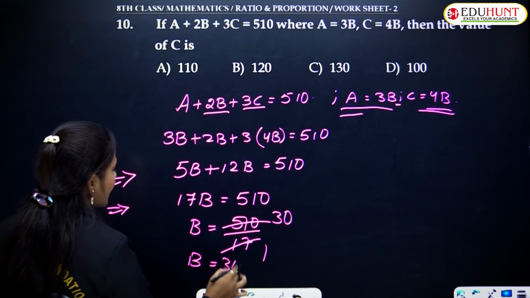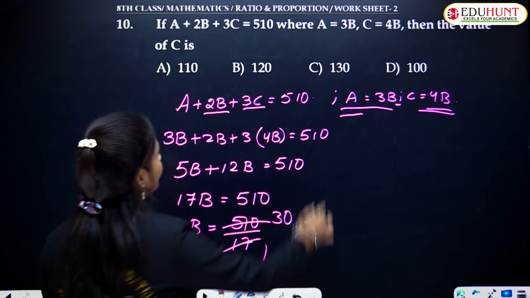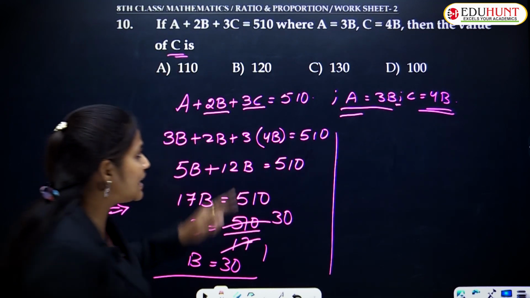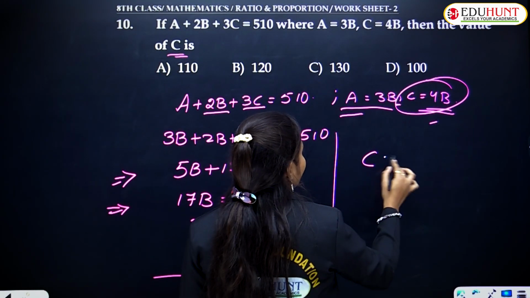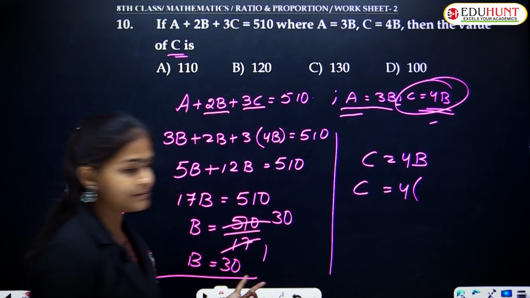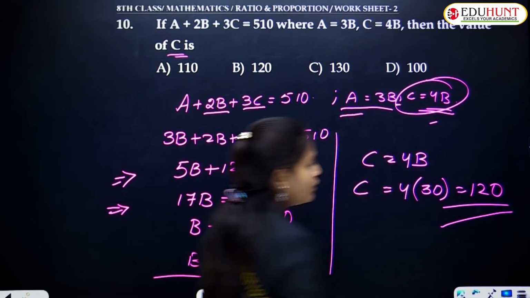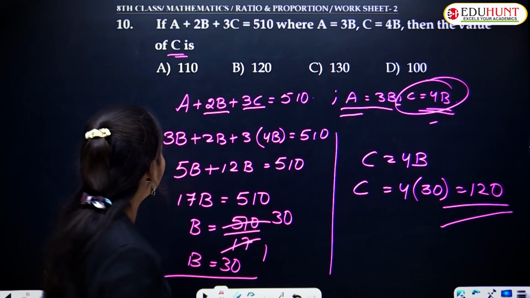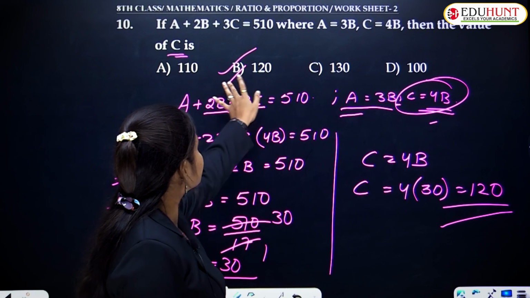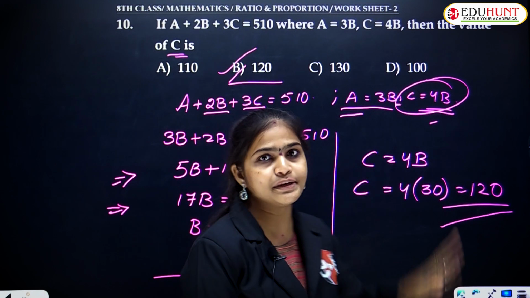B is equal to 30. Okay. Now what are they asking? We need to find the value of C. So here C is equal to 4b. C is equal to 4 into B, which is 30. So 4 into 30, 4 threes are 12, so C is 120 rupees. 120. Which option is correct here? Option B is correct. So children, these are the questions given in worksheet 2.